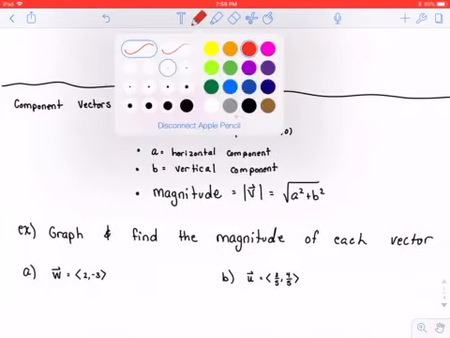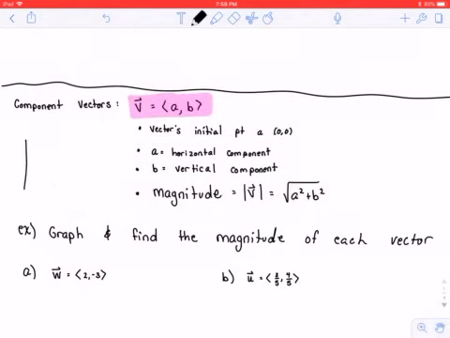So let's get a visual for this so you know what I'm talking about. Let's say you have your xy plane. So there's your x-axis and your y-axis.